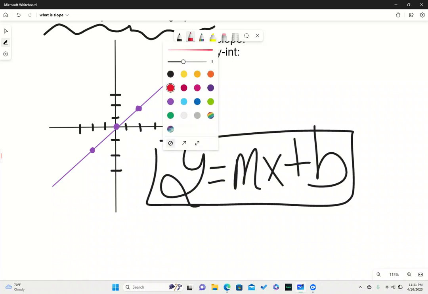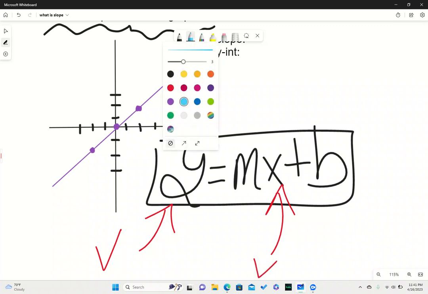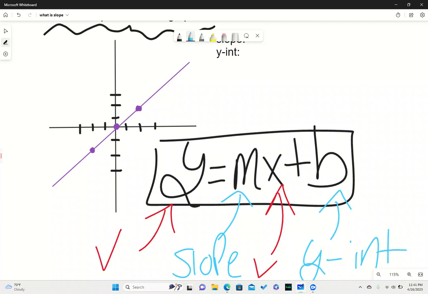So, for the y and the x, they do not change. They remain as variables and they stay the same. However, m and b do change. M will change the slope of the graph, and b will change to the y-intercept of the graph. That's what they stand for, in case you were confused.